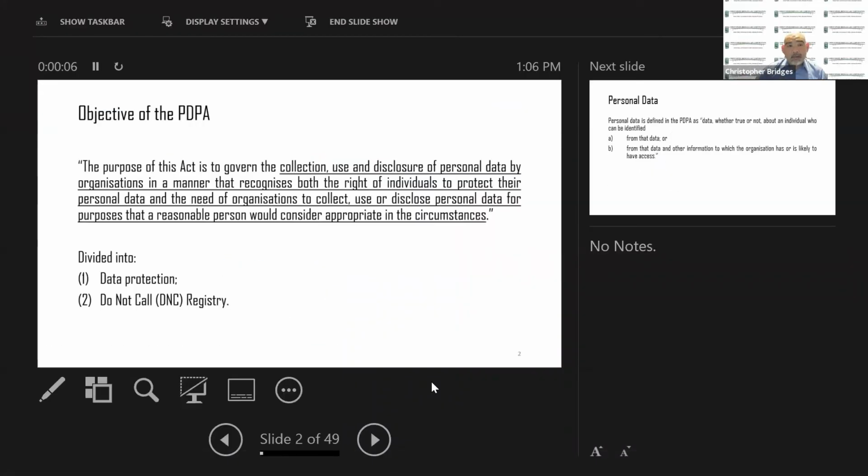Okay, so generally what was the purpose of the PDPA? It is to govern collection, use, and disclosure of personal data by organizations, and it draws a balance between protecting the interests of the individual as well as allowing organizations to utilize such personal data for their purposes.